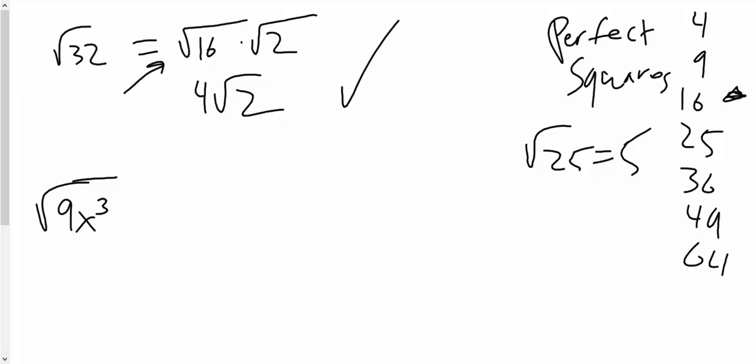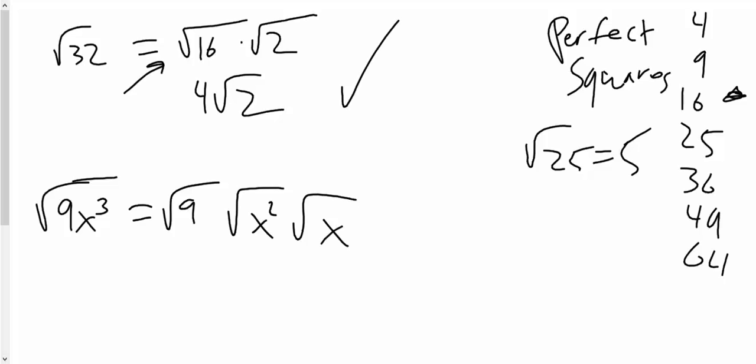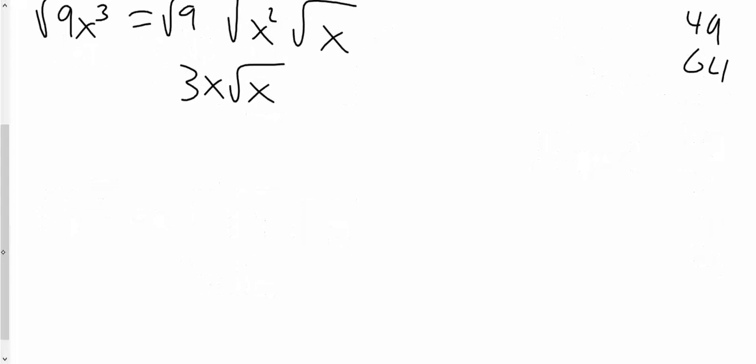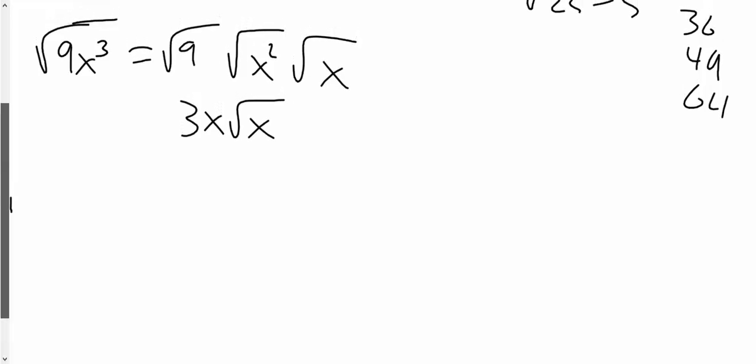This one here, we're going to break up into 9 and x squared and x. Now, anytime you have, and I'm going to do another example very similar to this, the square root of 9 is 3. The square root of x squared is x. The square root of x is the square root of x. We don't know what that is. I'm going to show you a slight variation of this so you kind of have an idea.